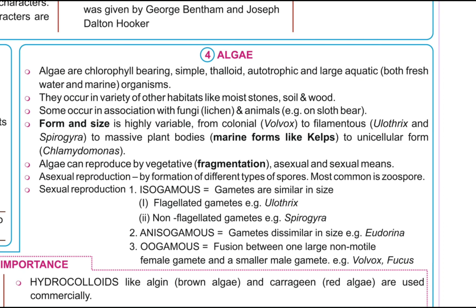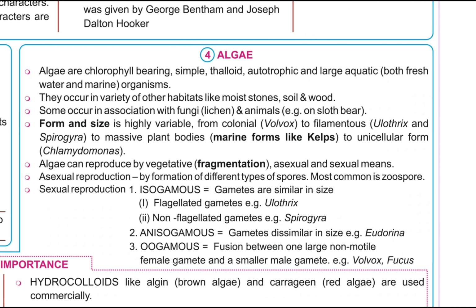Algae. Algae are chlorophyll-bearing, simple, thalloid, autotrophic and largely aquatic, both freshwater and marine, organisms. They occur in a variety of other habitats like moist stones, soil and wood. Some occur in association with fungi, lichen and animals, for example on sloth bear. Form and size is highly variable, from colonial, Volvox, to filamentous, Ulothrix and Spirogyra, to massive plant bodies, marine forms like kelps, to unicellular forms like Chlamydomonas.